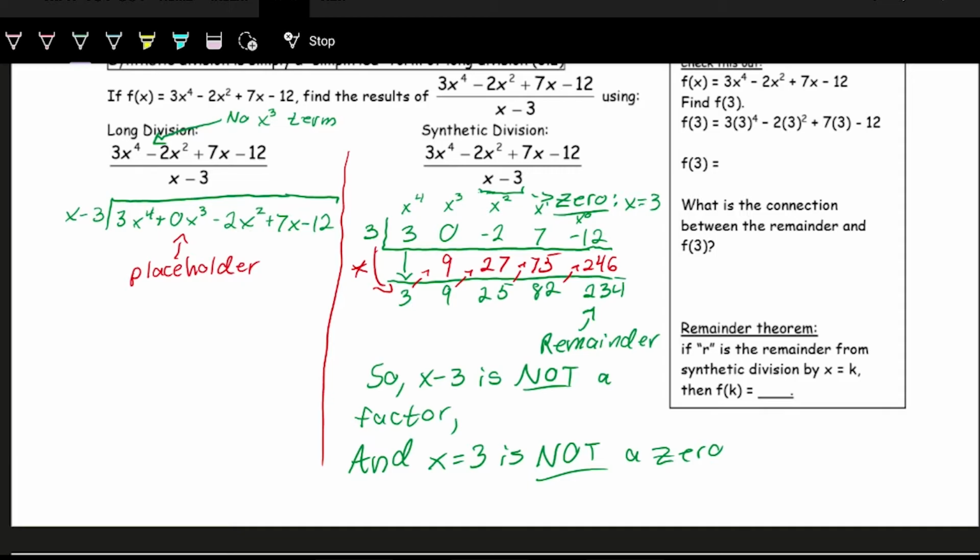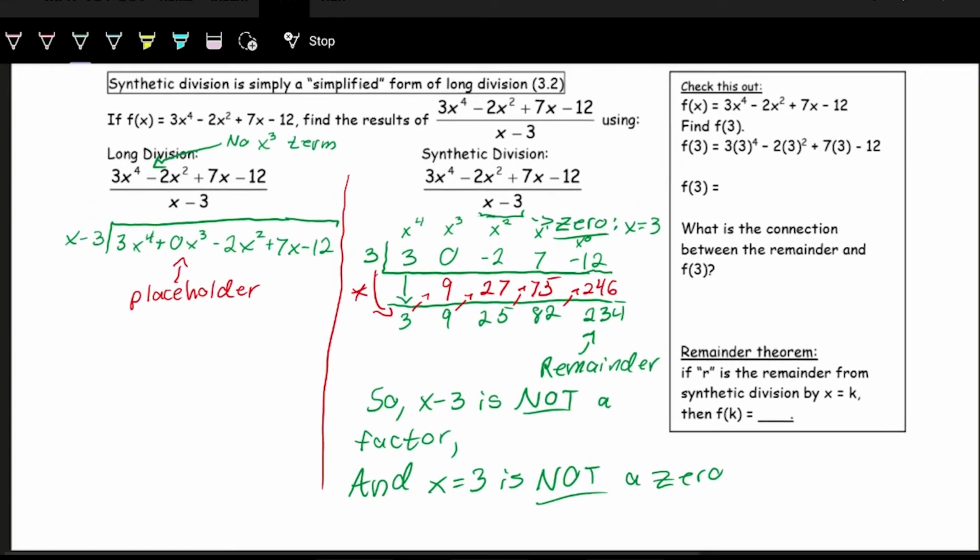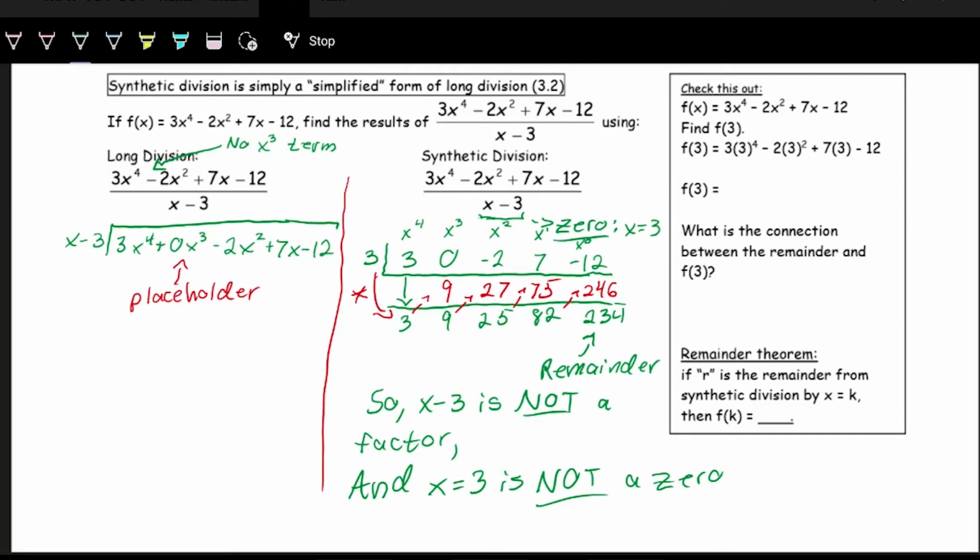Another way of checking to see if a value is a zero, if something is a factor, is by just plugging it in. Because remember, with zeros, if we plug it in, we should get 0 out. That's what they mean. They're the solutions to when the output is 0. And so looking at this potential zero, x equals 3, we know it's not a zero. If we plug that into the function, if we look at f of 3, we have 3 times 3 to the 4th minus 2 times 3 squared plus 7 times 3 minus 12. And so what we should end up getting here is 234.